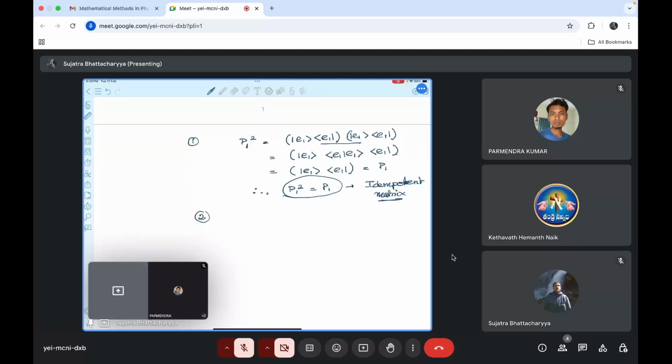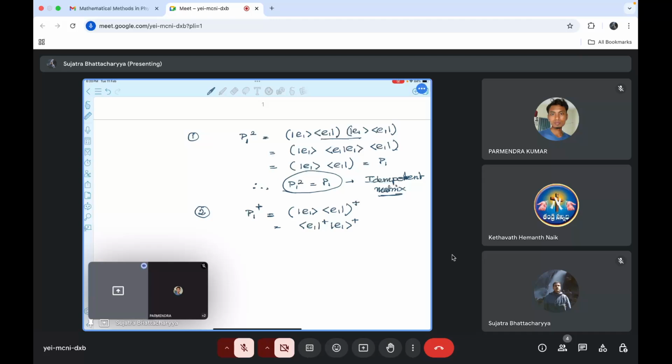Second is, suppose you have P1 and you take the transpose conjugate. We are calling this P1 dagger. This dagger is the transpose conjugate. You take the transpose of P1 and then conjugate it if it is in the complex plane. Okay, so in this case, suppose you have the real plane. AB whole dagger can be written as B dagger A dagger. Okay, so this you can write.